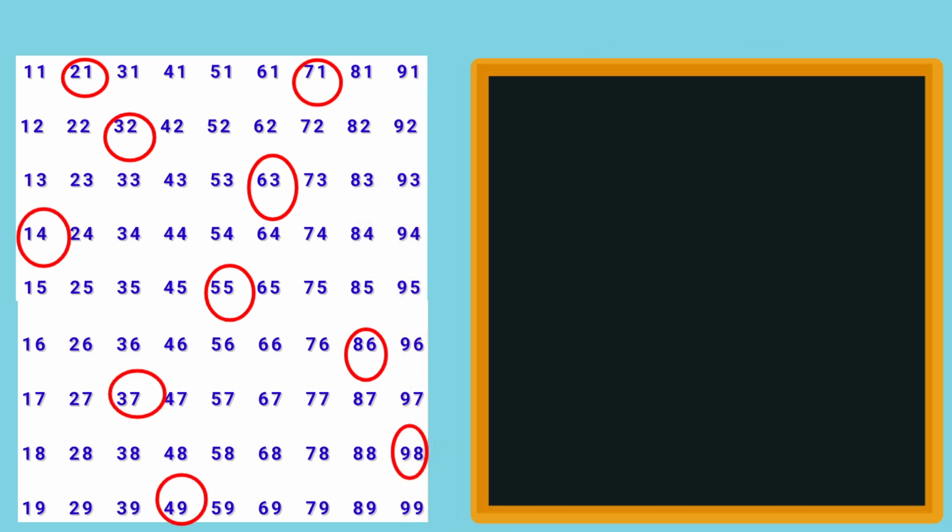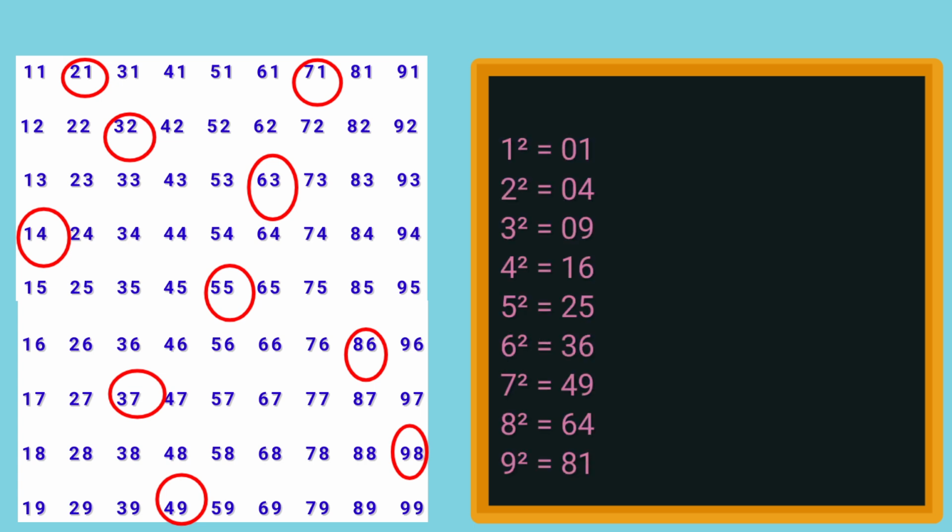In our calculation, we will be using squares of numbers from 1 to 9. So let us first write them. You will notice squares of numbers 1, 2 and 3 are single digit. We will make them two-digit numbers by writing 0 on the left side. So whenever we use 1 square, we will write 01. 2 square will be written as 04. 3 square will be written as 09. Squares of all other numbers are already two digits.